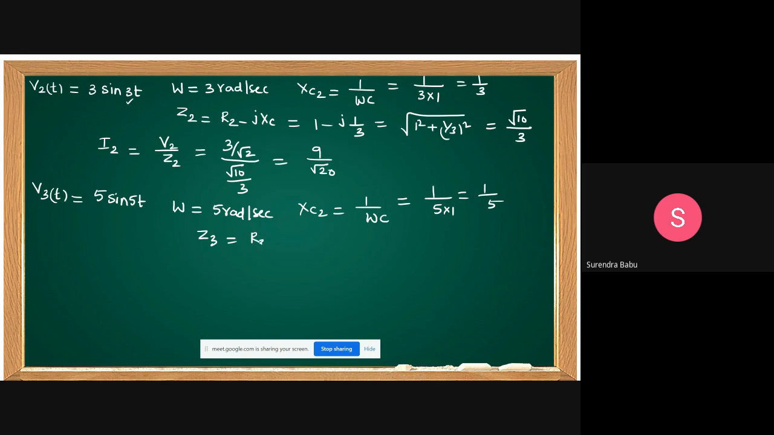Z3 is R3 minus jXC. The resistance is 1 only. That is jXC, and XC is 1 by omega C, that is j by 5. What can you get? Magnitude is root of 1 square plus 1 by 5 whole square. How much can you get, friends? This is root 26 by 25. Sorry, not 25, that is 5. Root 26 by 5.